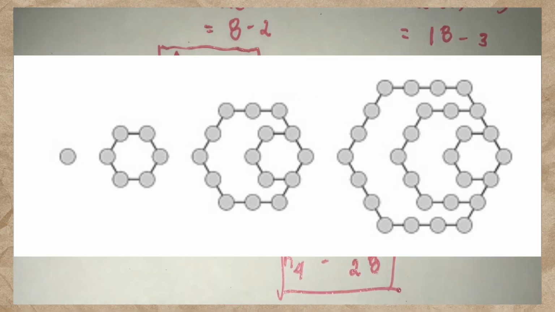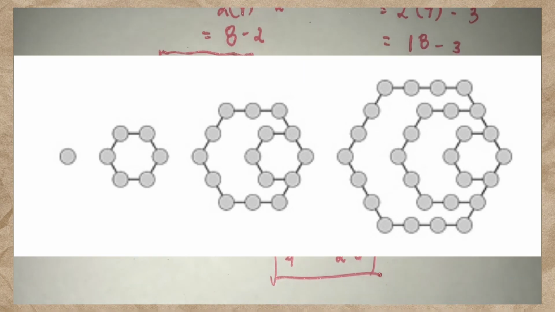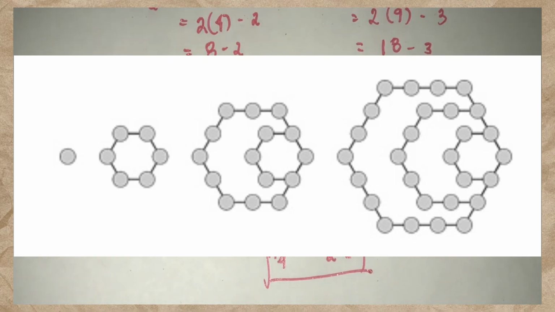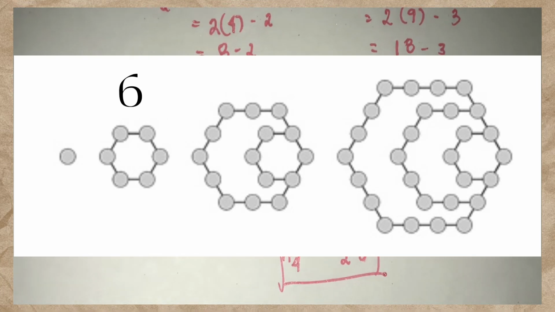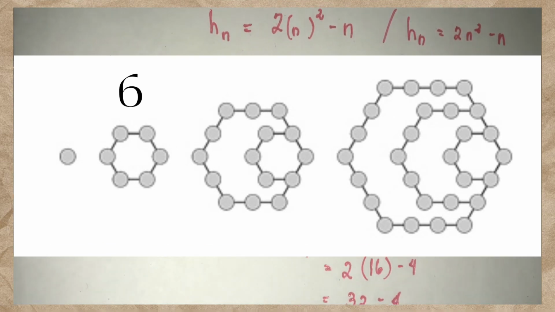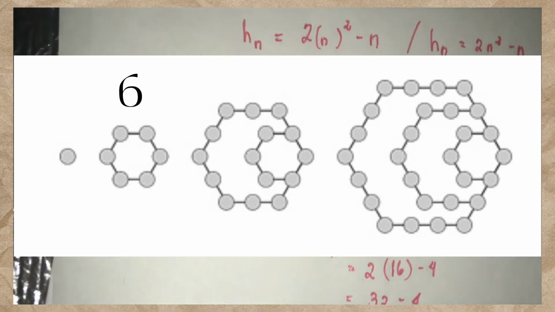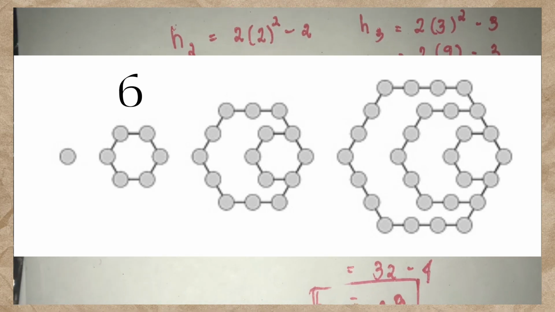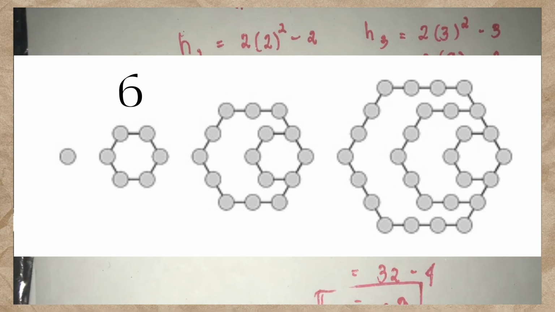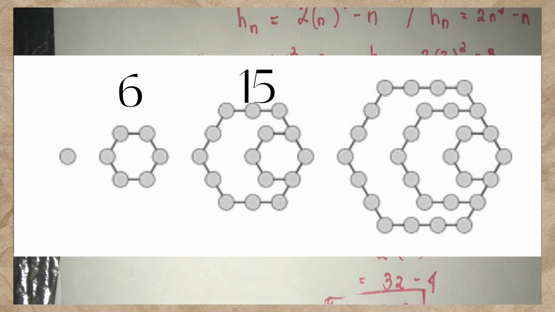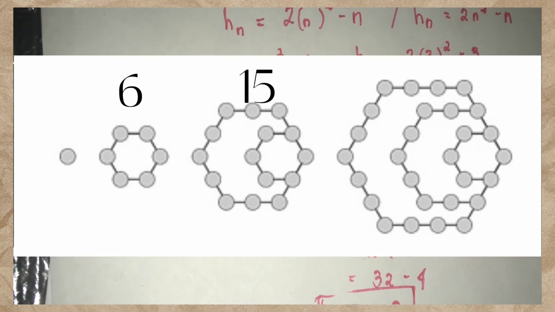So okay, it's understandable. 1. The second figure, let's count. It's 1, 2, 3, 4, 5, 6. 6. And so I answered 6 earlier. I predicted 6, so we're good. The third one, we have 1, 2, 3, 4, 5, 6, 7, 8, 9, 10, 11, 12, 13, 14, 15. 15. Right? So I predicted it right as well.